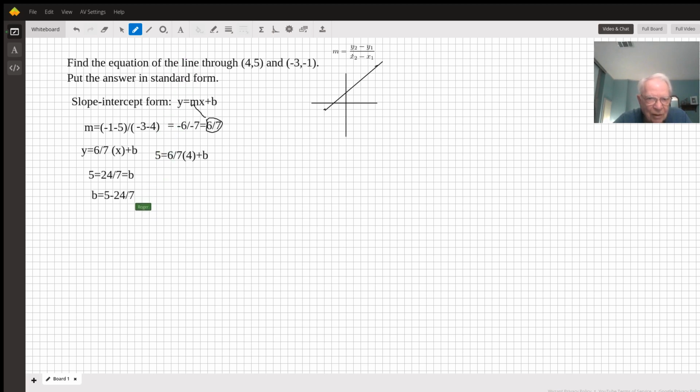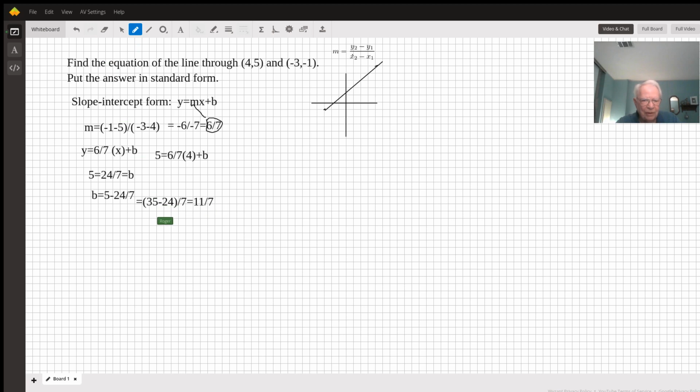When I do this, I just say equals, and I multiply the 7 times the 5, that's 35 minus 24. So 35 minus 24, and put the whole thing over 7. And of course, that equals 11/7. And that's the y-intercept.